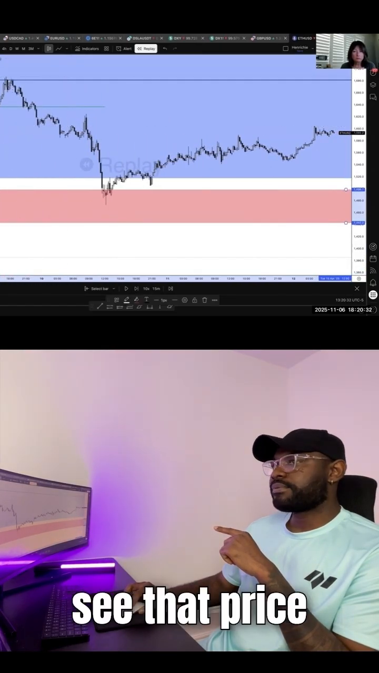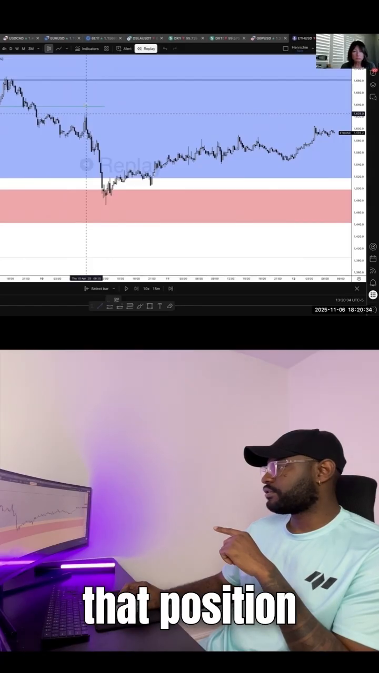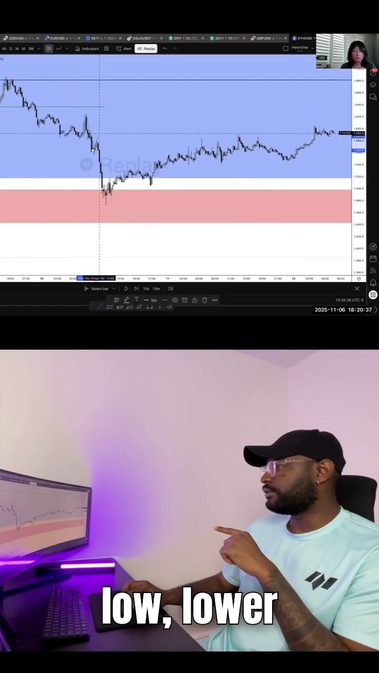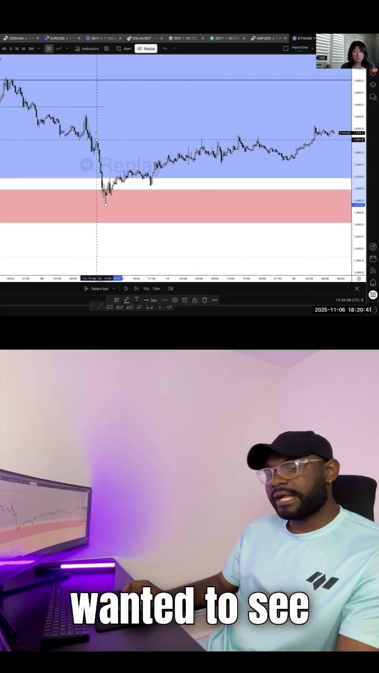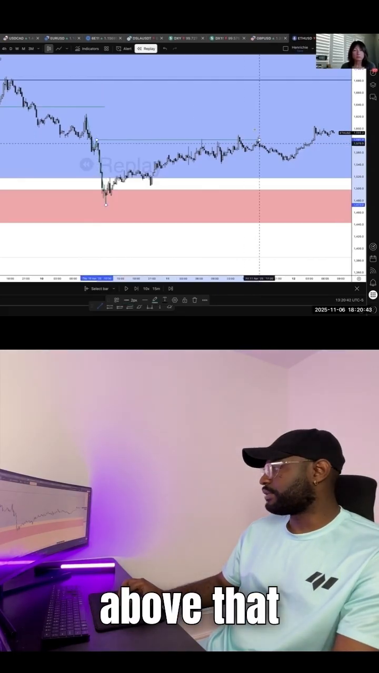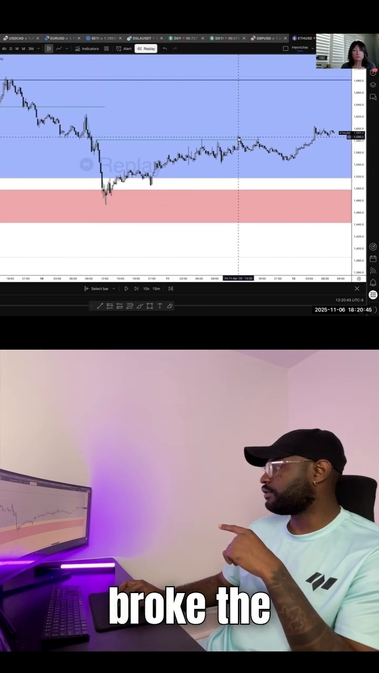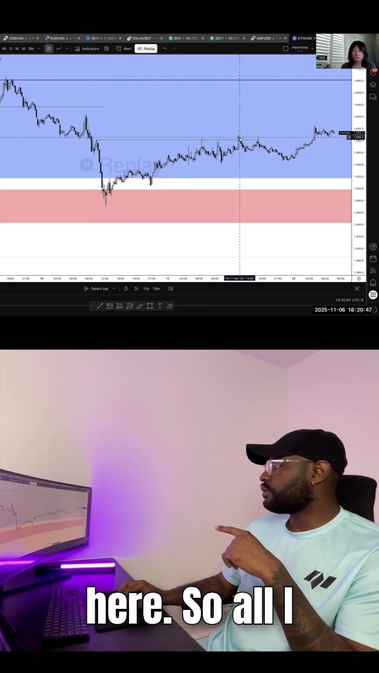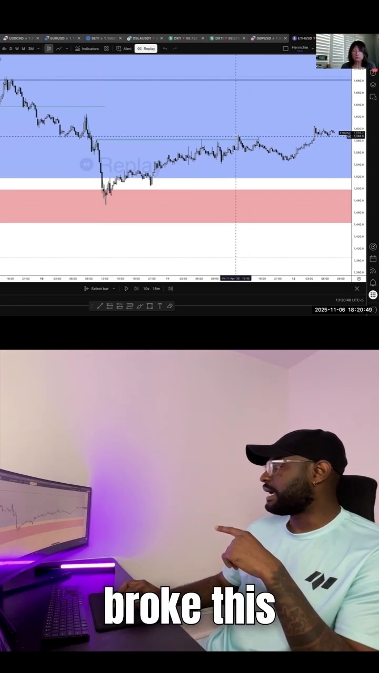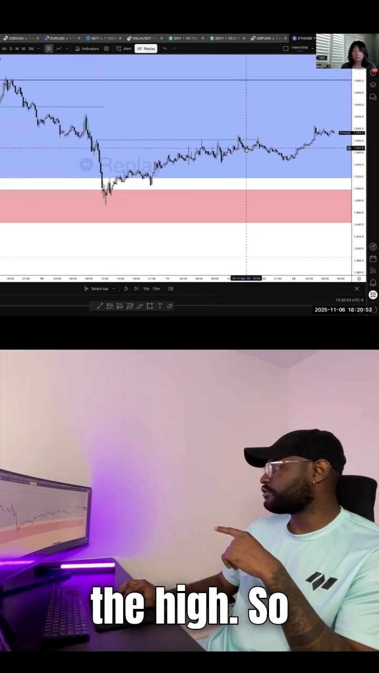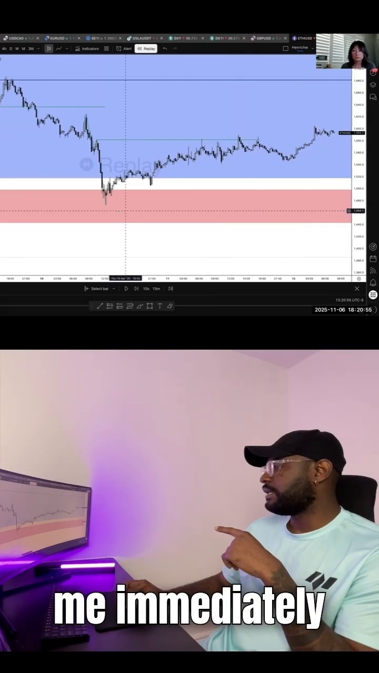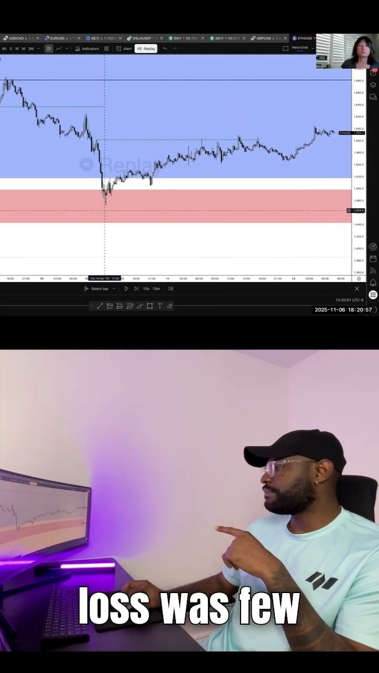now you can see that price went down into that position, creating lower high, lower low, lower high, lower low. So this is my lower high. And all I wanted to see was the break above that lower high. You can see it broke the lower high here. So all I did was the moment it broke this lower high, I just placed a buy limit immediately on the high. So it literally just activated me immediately. And my stop loss was few pips below here.